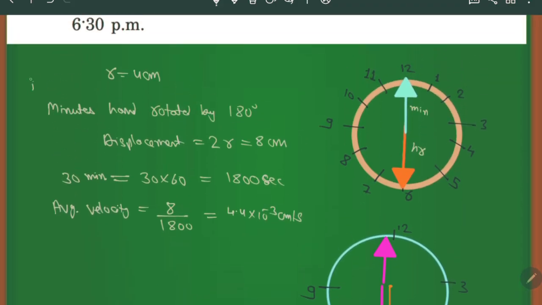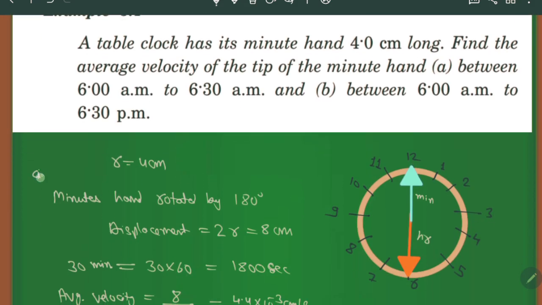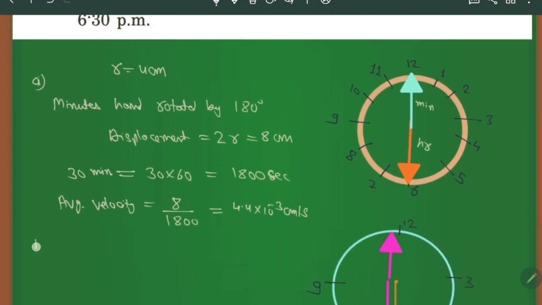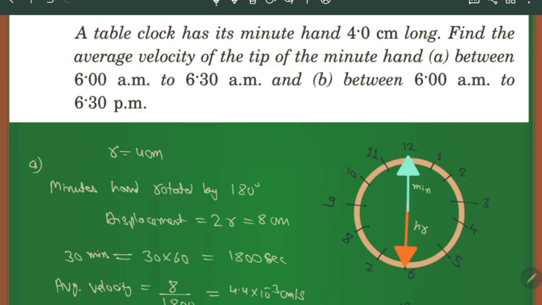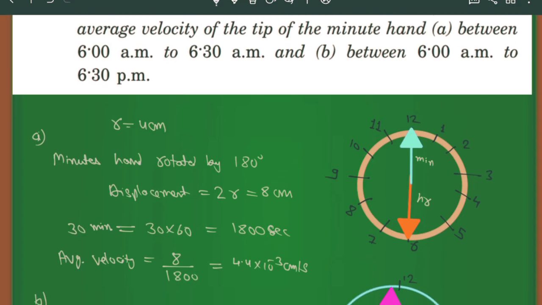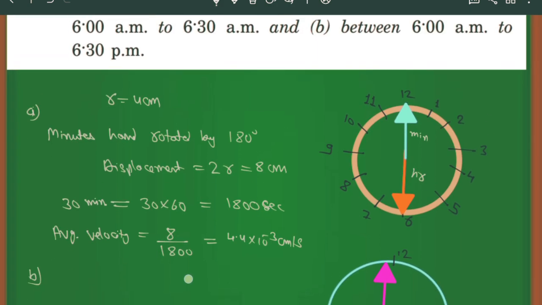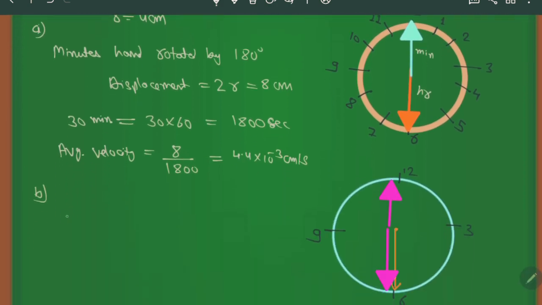Now this is our first question, right? And now our second question is to find the average velocity of the tip of the minute hand between 6 a.m. to 6:30 p.m. That means 12 hours 30 minutes. In 12 hours 30 minutes how many seconds are going to happen? 12 hour into 60 minute into 60 second plus 30 minute into 60 second.